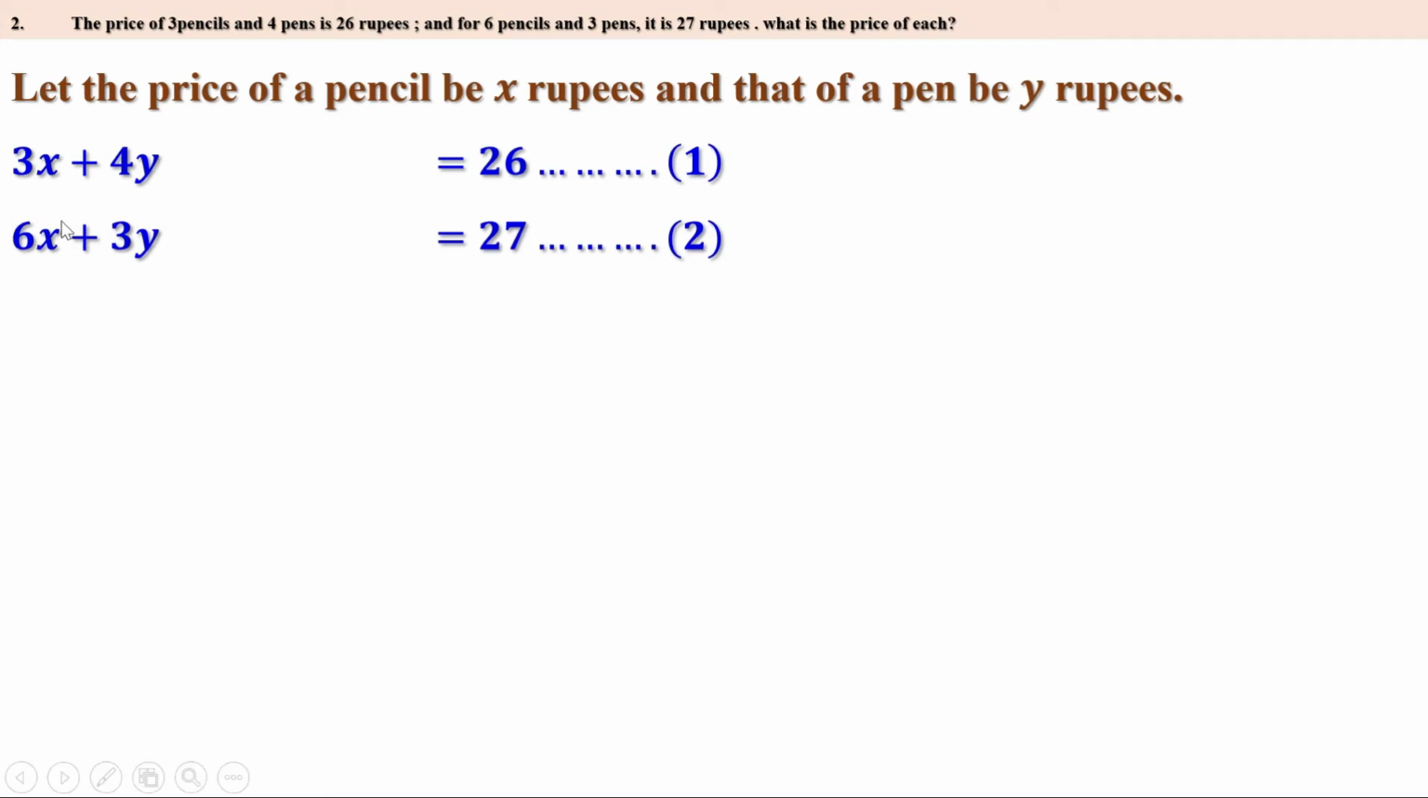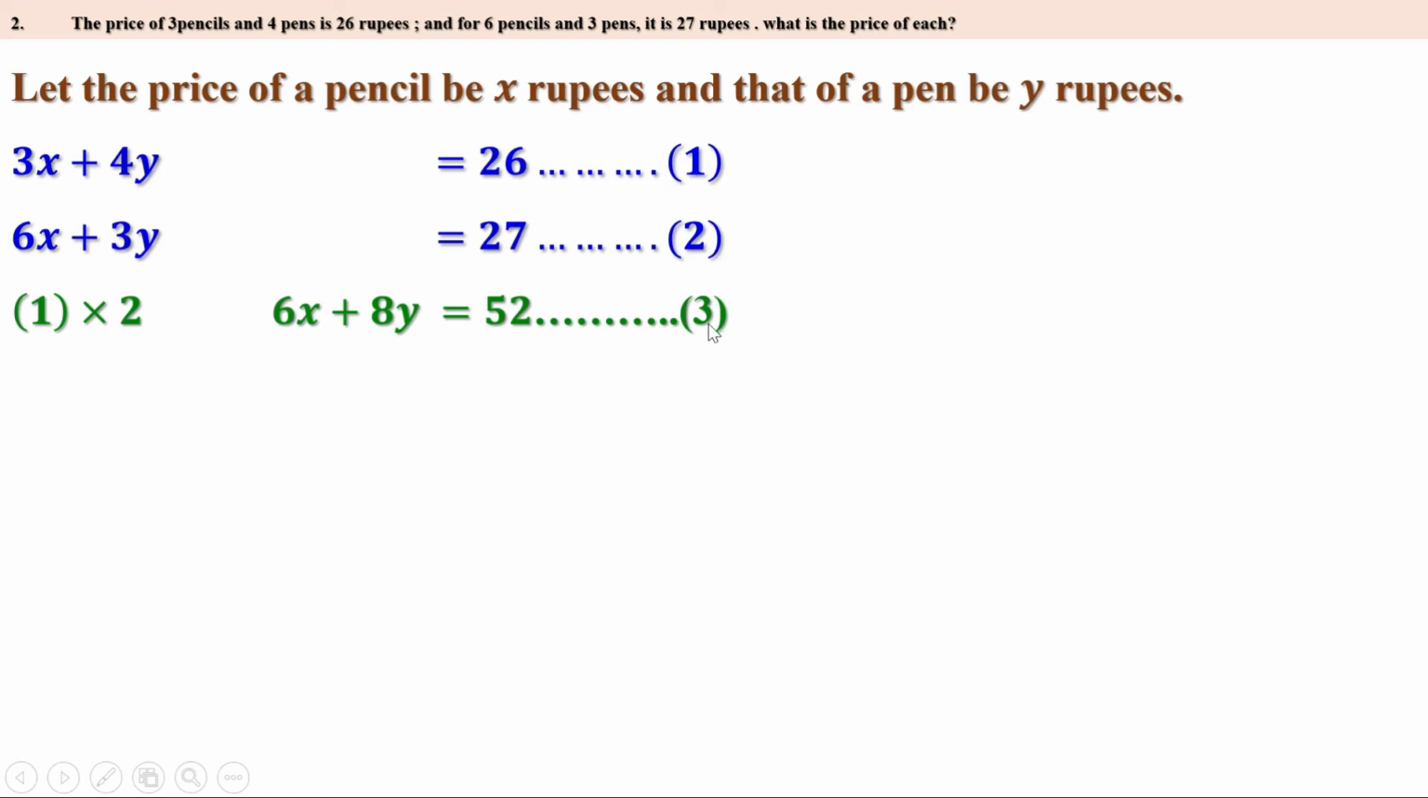This is 6x and this is 3x. When we multiply this 3x by 2, we get 6x. But when we multiply this term by 2, we have to multiply each and every term of this equation by 2. So let us multiply the first equation by 2. Then we get 3x into 2 is 6x. 4y into 2 is 8y. Equal to 26 into 2 is 52. Let us take it as the third equation.